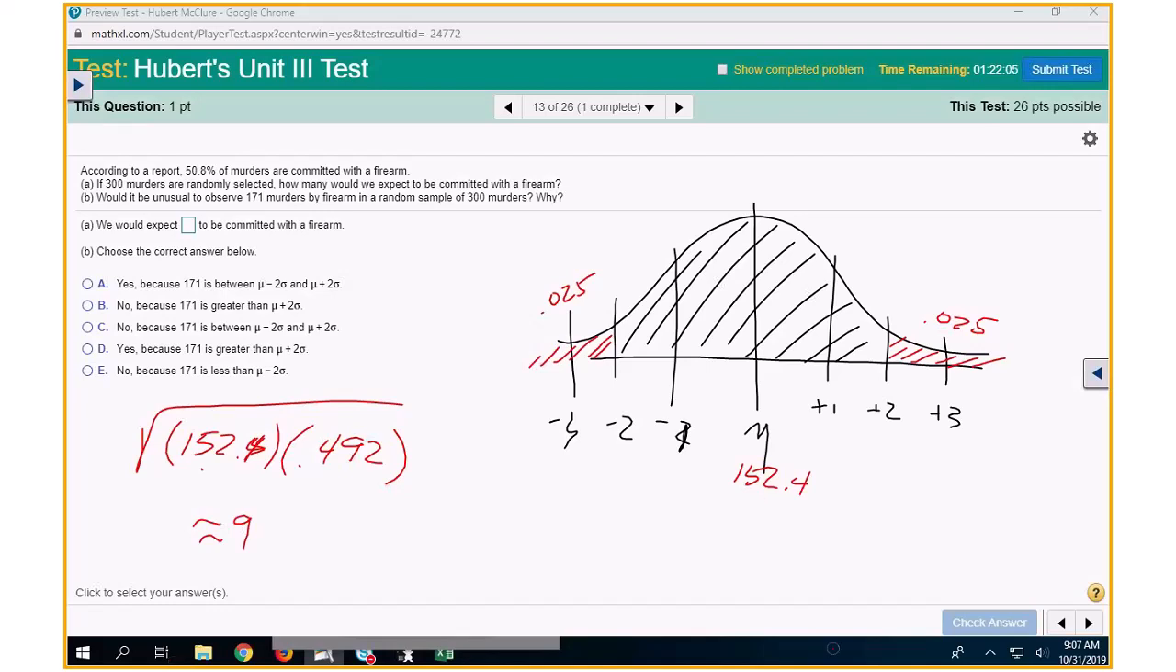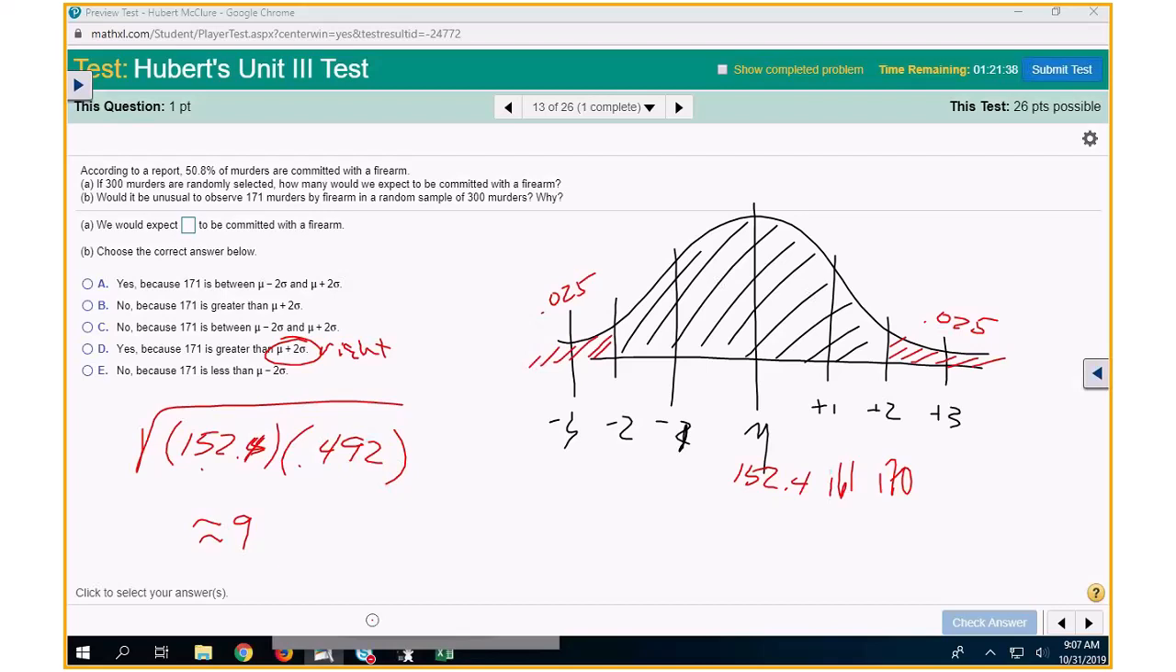All right, what is 152 plus 9? 161. 161 plus 9 is what? 170. What are they asking for? Is 171 unusual? Yes. So you would say yes because it's greater than 2 standard deviations to the what? Right.